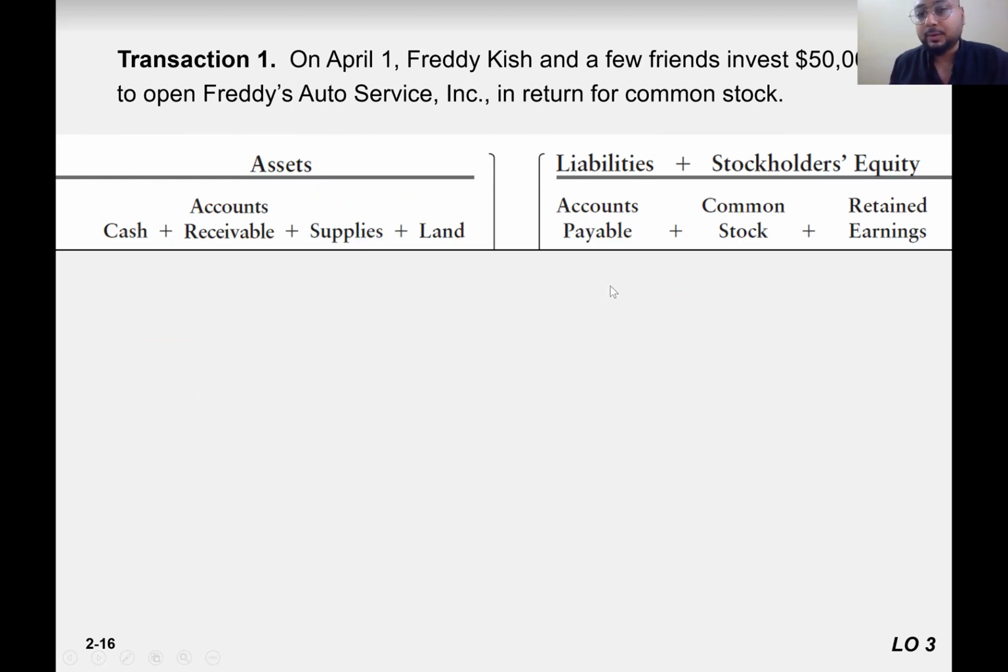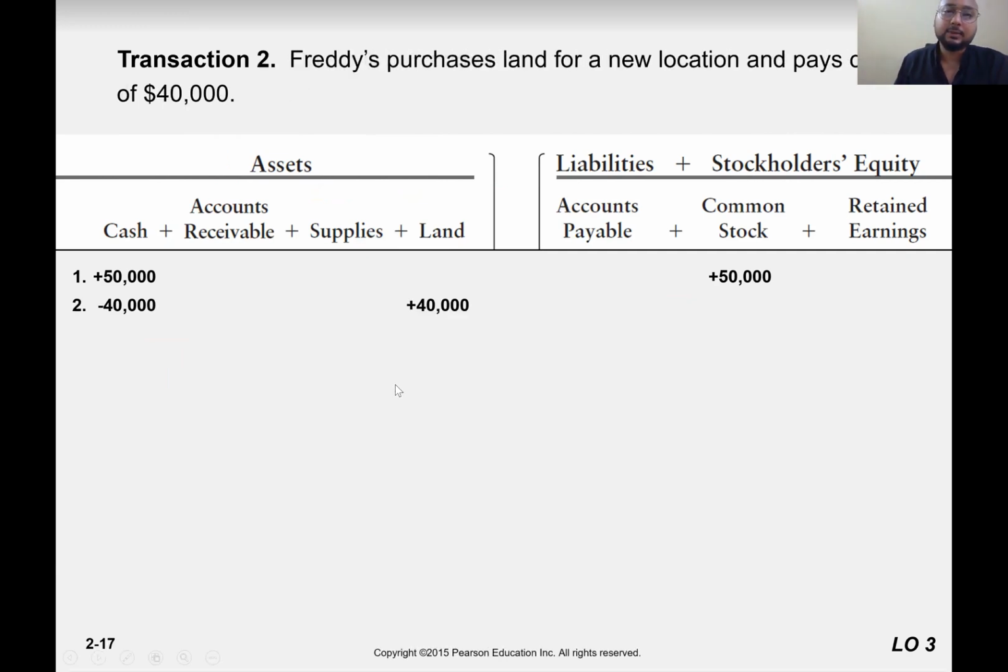Okay, here we go. So it means cash is going to be increased and common stock is going to be increased, right? Equation is balanced? Yes, balanced. Number two, Freddy's purchases land for a new location and pays 40,000. So what will be the receiving part and what will be the given part? Received is that your business now has a land increase, and the decrease part is that cash is going out from the business, right? Equation is balanced? Yes. Minus, plus, the equation is balanced.